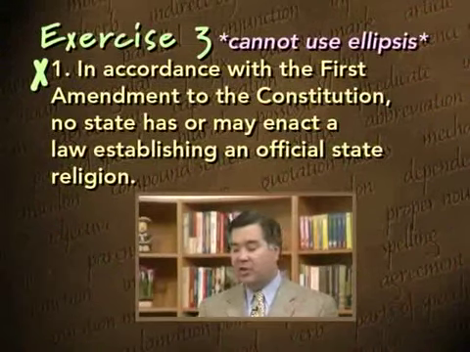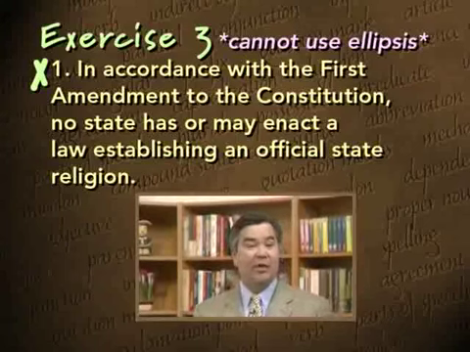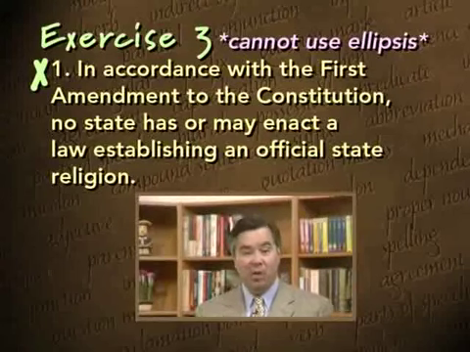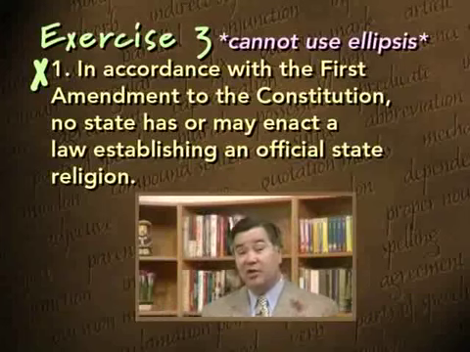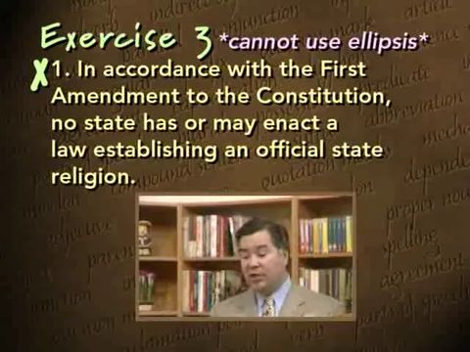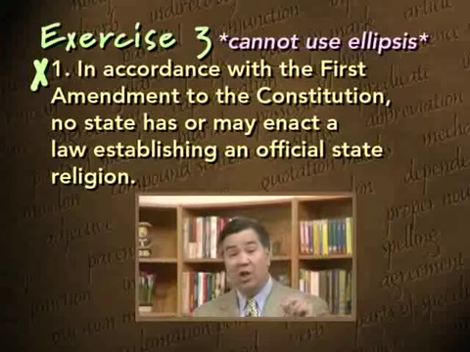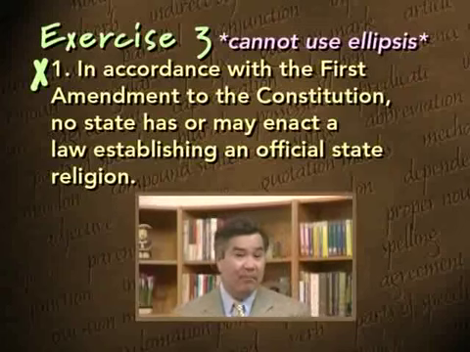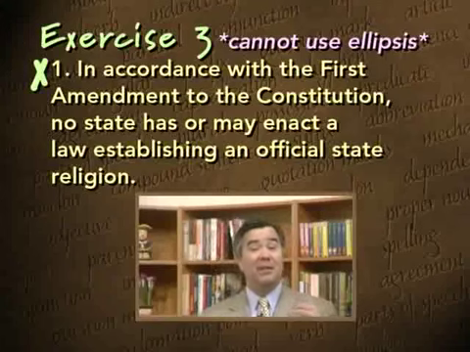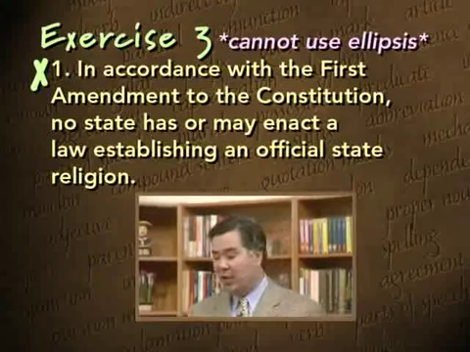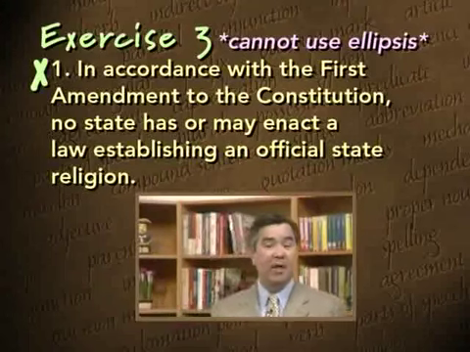In accordance with the First Amendment to the Constitution, no state has or may enact a law establishing an official state religion. Okay, the author is talking about the First Amendment to the Constitution and is saying that as a result, two things have happened. One is that no state has enacted a law establishing an official state religion, and second, no state may enact such a law. Okay, but rather than repeat the verb enact, the author is trying to use ellipsis to eliminate the first enact. And so he has written, no state has or may enact a law establishing an official state religion. But remember the test.